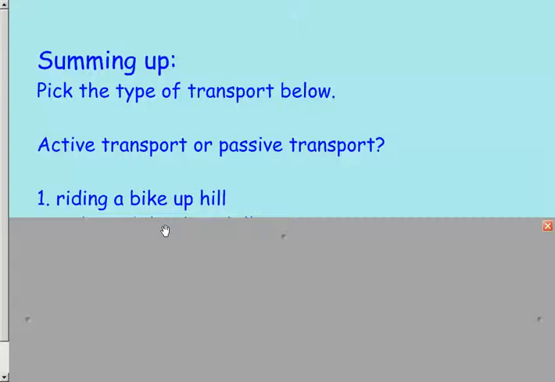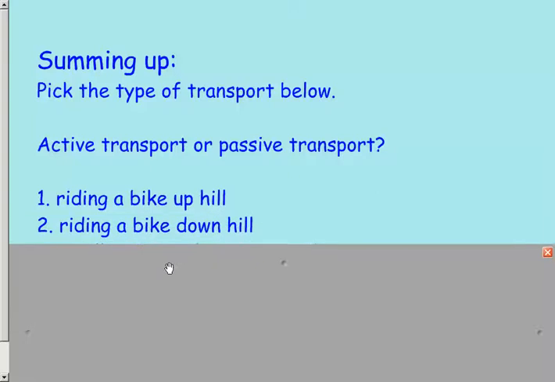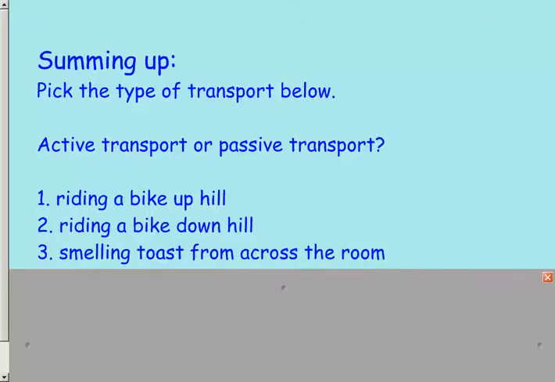Riding a bike up a hill. Well, obviously, this is just a figurative example, but does it require energy? Yes, it does. So, if it's requiring energy, you would say it is active transport. How about coasting, riding a bike downhill? Just coasting, just sitting on it and going downhill. That's right, it's passive transport. But why? Think about it. That's right, it does not require any energy.